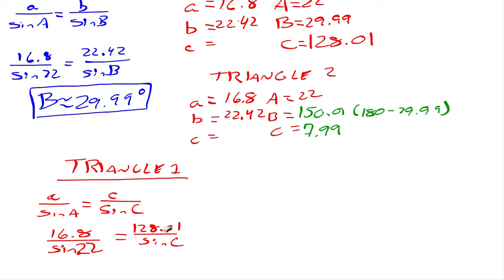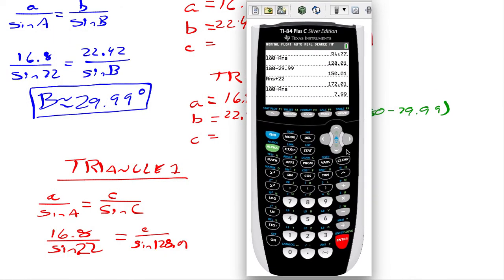Sorry, wrong yet again. I want to do side C over the sine of 128.01. Unfortunately, C and lowercase c and uppercase C look too much alike. All right, so I'm going to do 16.8 divided by sine of 22, and I'm going to multiply that by the sine of 128.01.